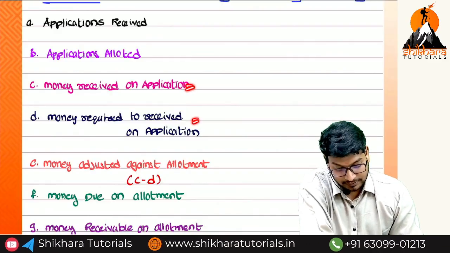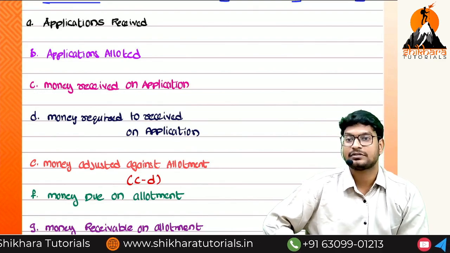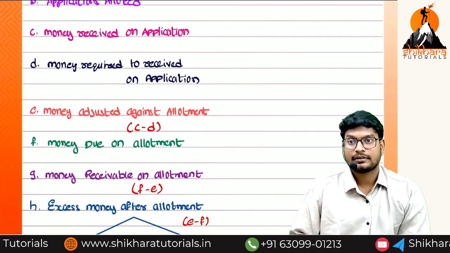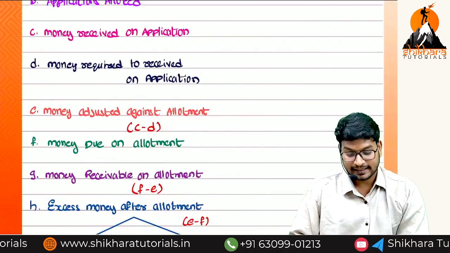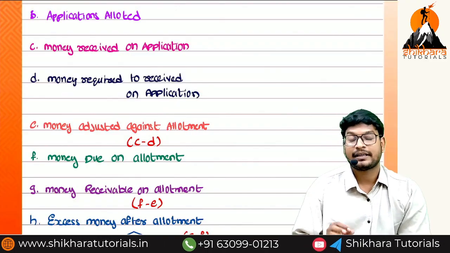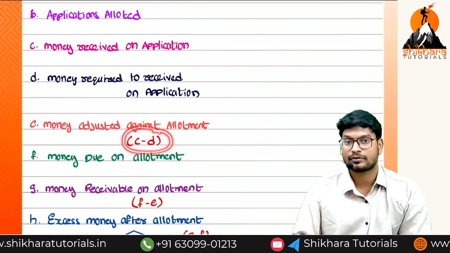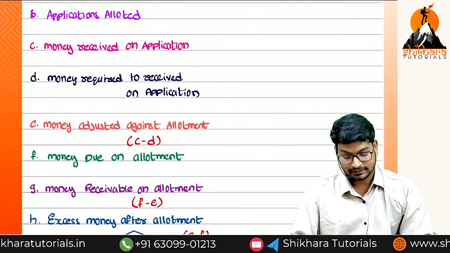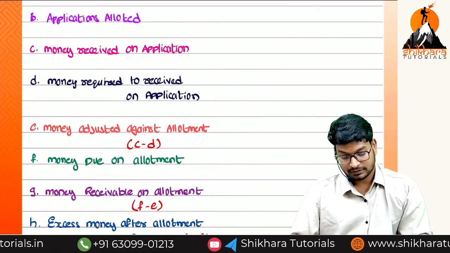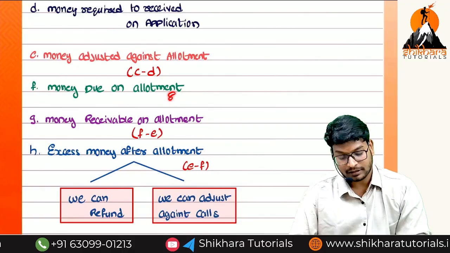And next one, money required to receive on application. That means on how many shares? 10,000 shares. And money adjusted against allotment. The excess amount will be there. How do we get the excess amount? Money received on application minus money required to receive on application. So the formula is called C minus D, or if you take 1, 2, 3 like that, it will be 3 minus 4. Okay. Next, money due on allotment.